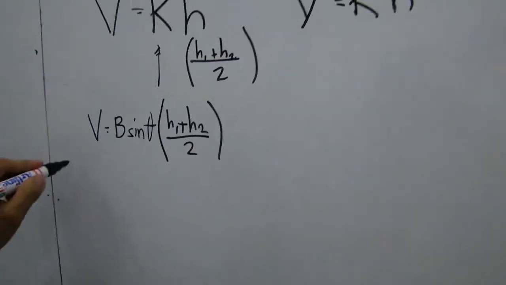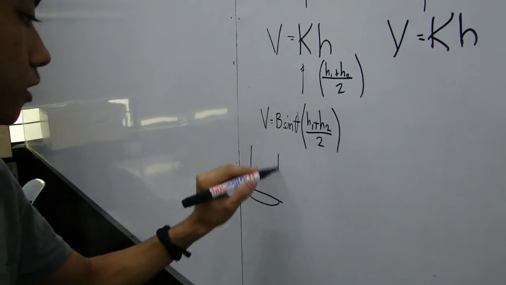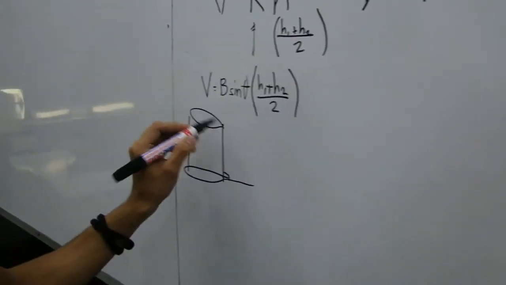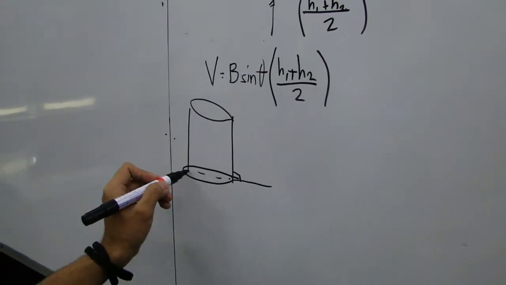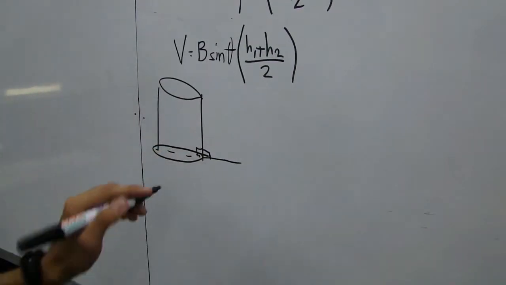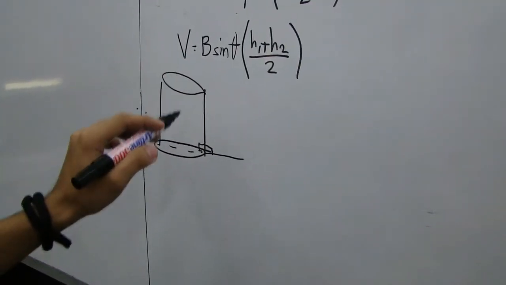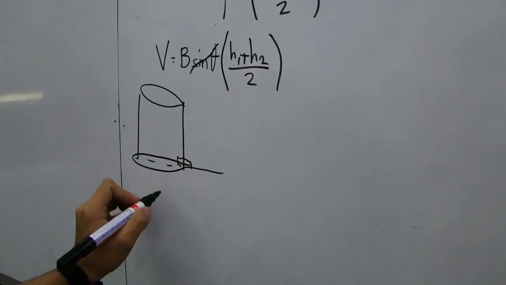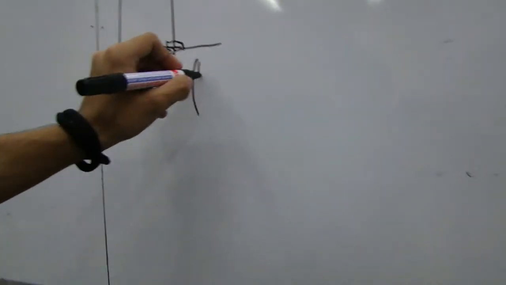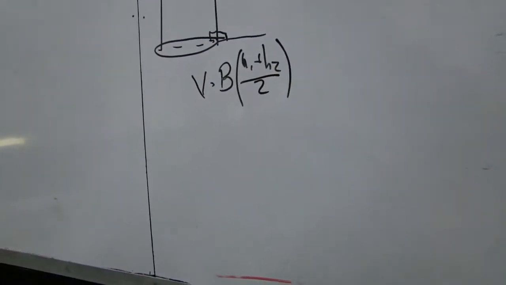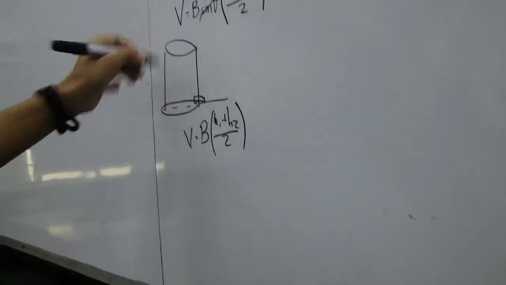And if you have a right truncated cylinder with respect to the base, and the lateral edge is perpendicular to the base, then sine theta is not required. The equation simply becomes V equals B times h of 1 plus h of 2 all over 2, which is the average.